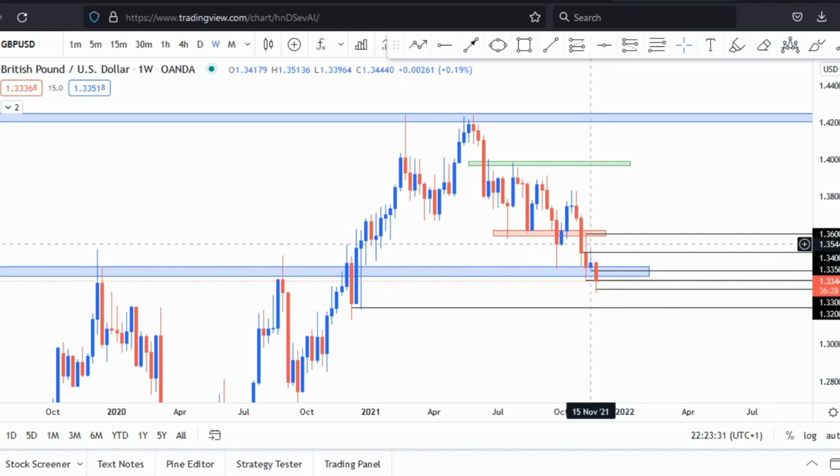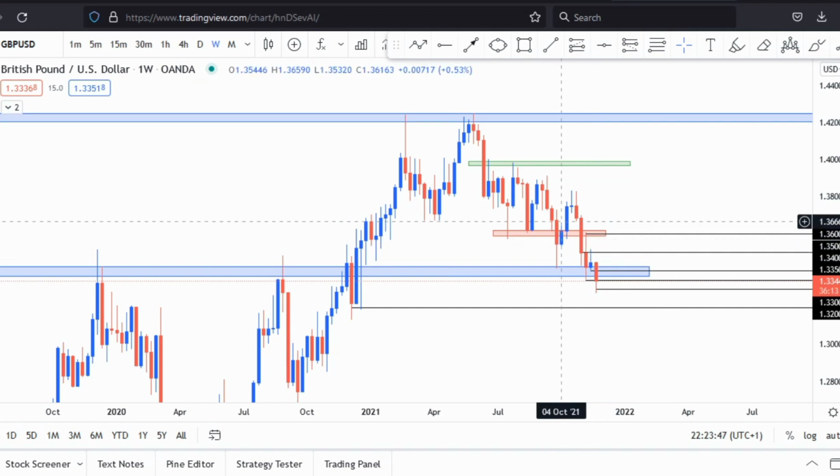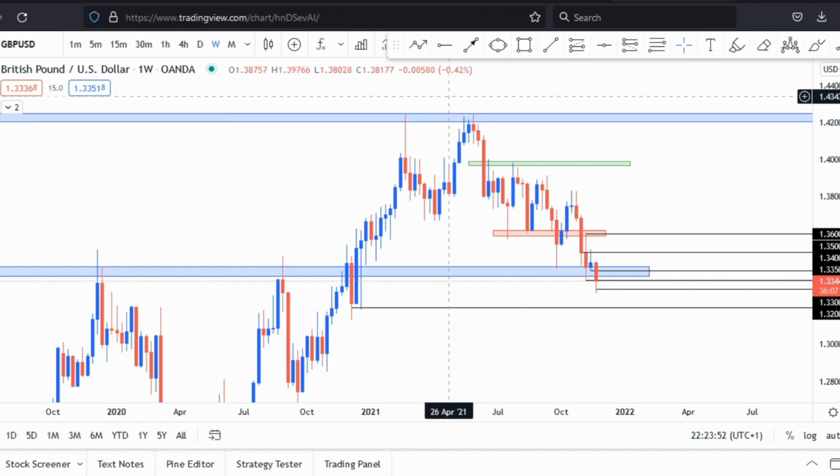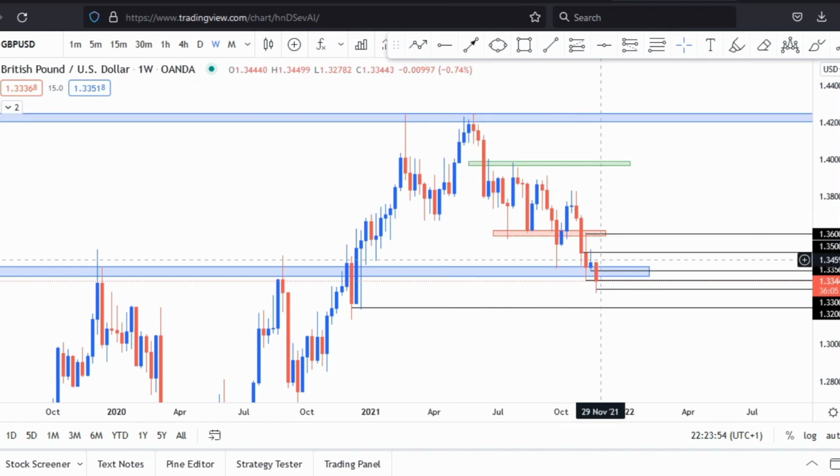So to start off our analysis, we'll start with the weekly time frame and go all the way down to the 4 hourly time frame where I normally take my entry as I normally swing trade. So for GBP USD, as we can see from the weekly time frame, price has been making this downward move, and now we are at this support level over here, and it seems the price is about to break and close below that level on this weekly candle.